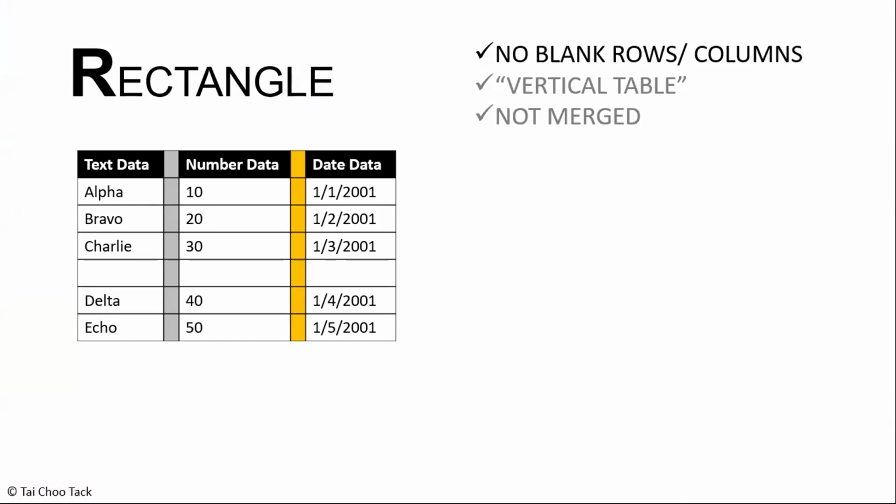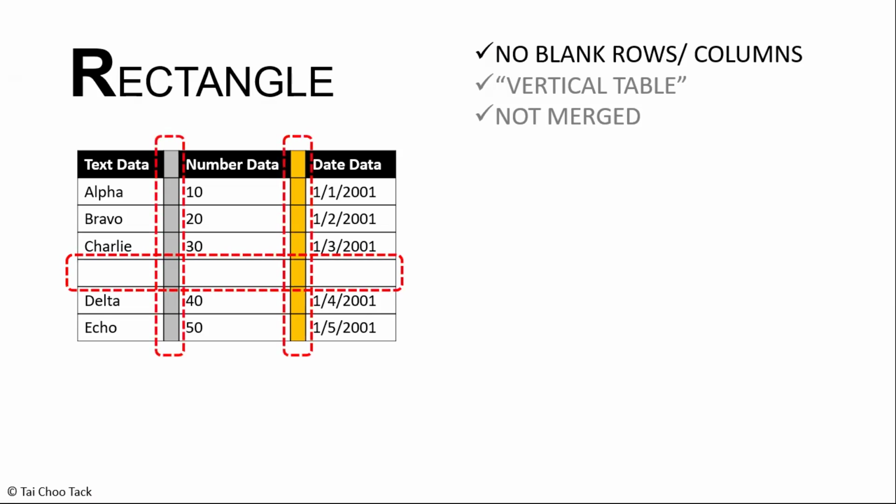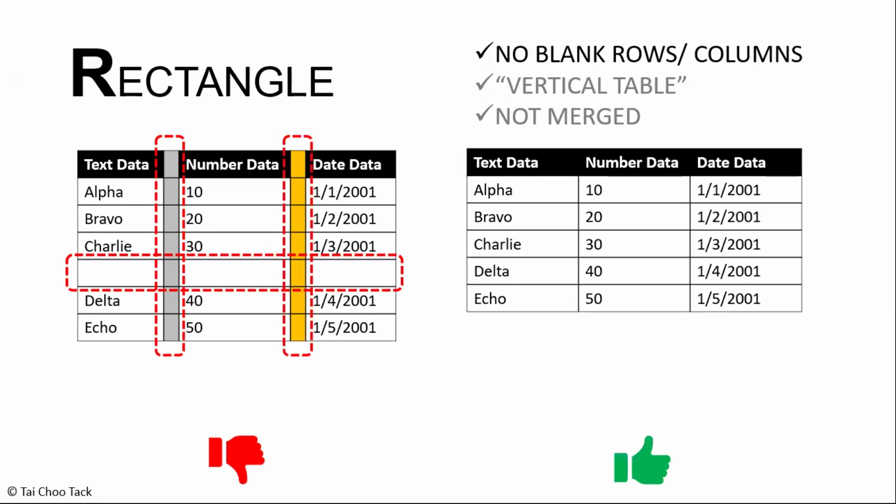When we want to analyze this kind of data, Excel will behave weirdly because Excel will perceive the data as separated by blanks. They are separate data. They are not the same. To let Excel know they are one continuous data, we want to remove all the blank rows and blank columns to make it one continuous block like the one on the right side. So this is about no blank rows and columns.